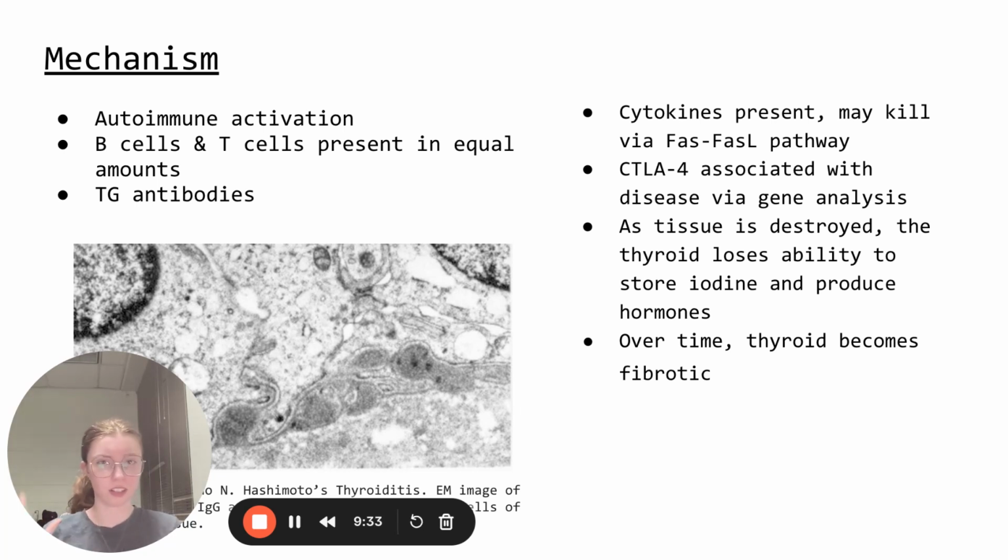So as all these cells just kind of set in and they just sit there and they cause inflammation in general, they bring more cells. A lot of cells are trying to kill tissue, kill the cells of the thyroid. They destroy tissue. As more and more tissue is lost to the thyroid, it loses its ability to store iodine, which is really important to its function, and to then produce and regulate hormones. Over a long period of time, as this is happening, the thyroid is just going to become fibrotic.